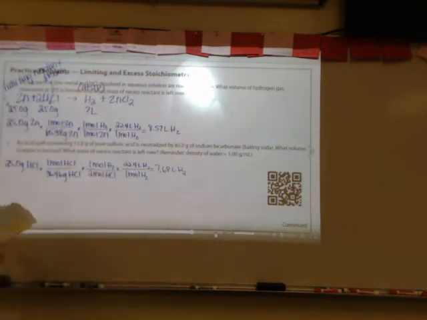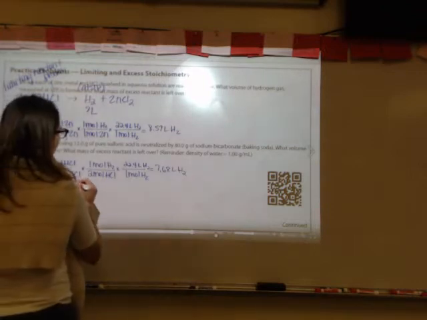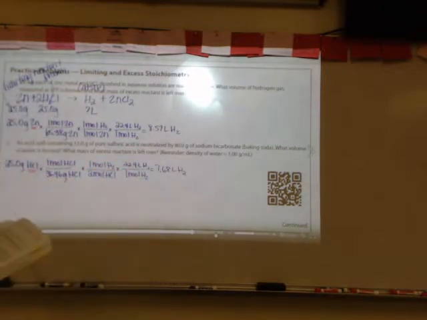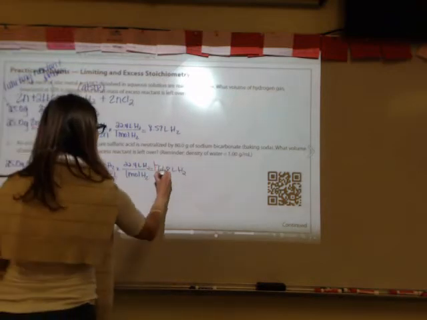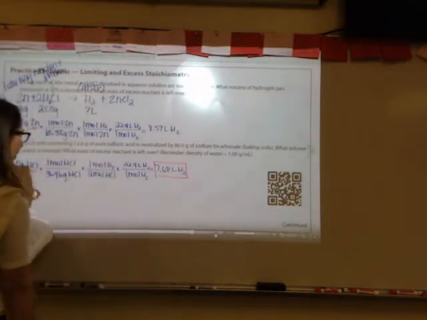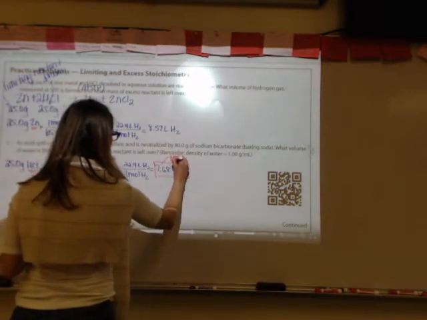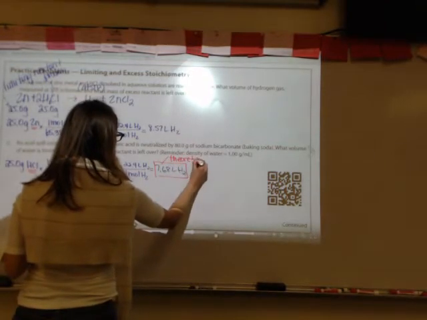Now I'm going to point a couple of things out to you. This was with zinc as my reactant. This was with HCl as my reactant. You want to look and see which reactant produced the least amount of product. 7.68 is less than 8.57. We would call this the theoretical yield.